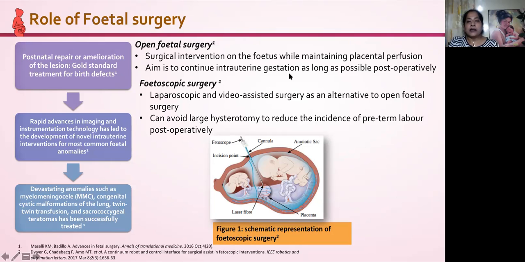Surgical intervention on the fetus, and then again placing the fetus inside the womb or the uterus, the aim being to continue intrauterine gestation as long as possible. This is open fetal surgery. But in fetoscopic surgery, laparoscopic and video-assisted surgery can avoid a large hysterotomy to reduce the incidence of preterm labor postoperatively.